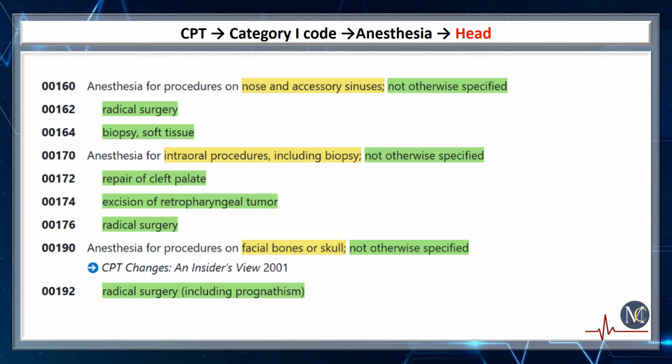Our next code is 00190, anesthesia for procedures on facial bone or skull not otherwise specified. In this code, the anesthesia service is provided for the procedure done on the bones of the face and brain. Code 00192, radical surgery, including prognathism. In this code, the provider administers anesthesia service to facilitate the surgery of prognathism, which is a condition of bulging out of the lower jaw, which is also called mandible, causing the lower teeth to extend beyond the upper teeth.